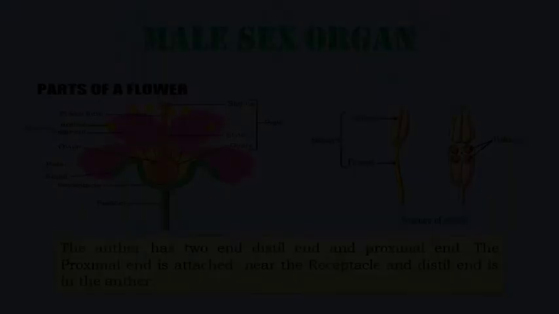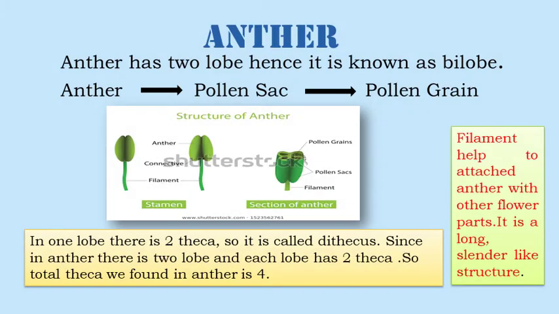Now let's come to anther. What is anther? We have already discussed. Anther is a part of stamen and it contains pollen. And anther has two lobes.